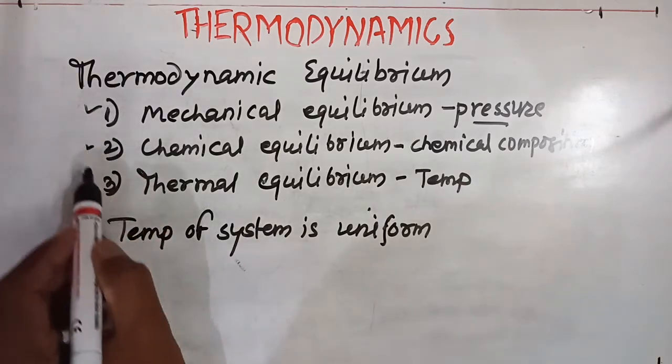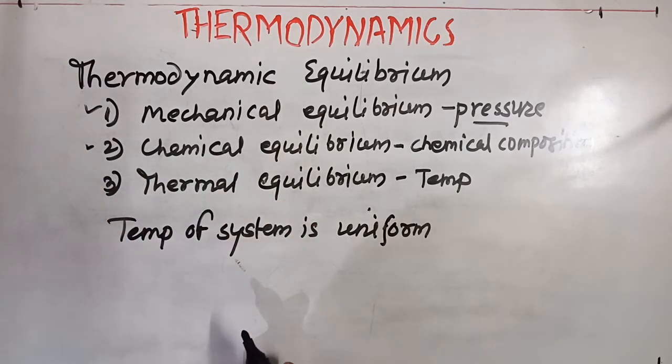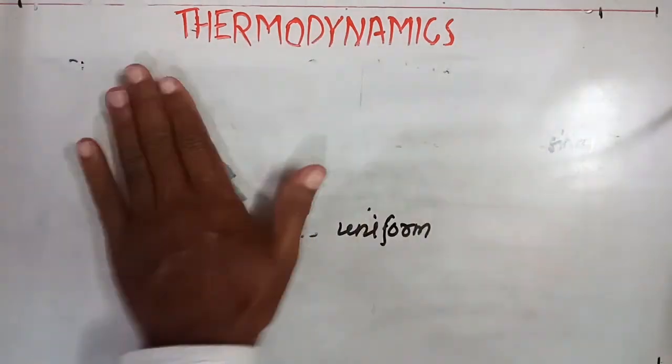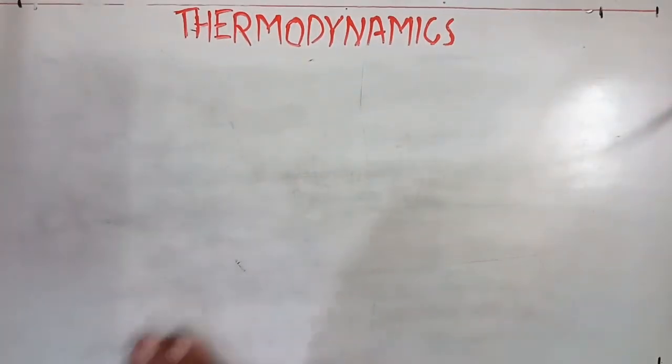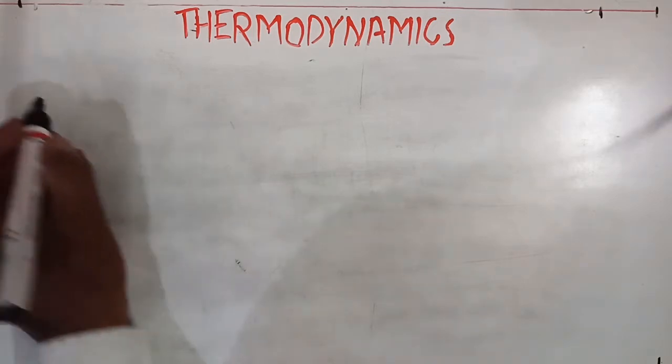So these are the three equilibria. The first one is mechanical equilibrium, the second one is chemical equilibrium, and the third one is thermal equilibrium. When the pressure is uniform, when the chemical composition is uniform, when the temperature is uniform, then we say that that system is in thermodynamic equilibrium. I hope you understood this thermodynamic equilibrium. Now let us see the next, that is the thermodynamic state variable.